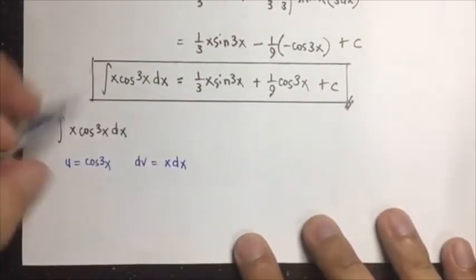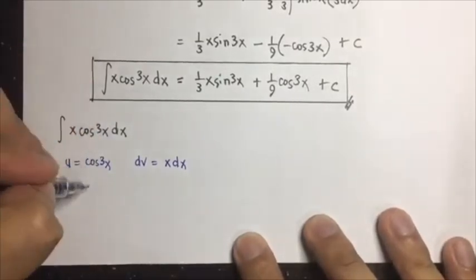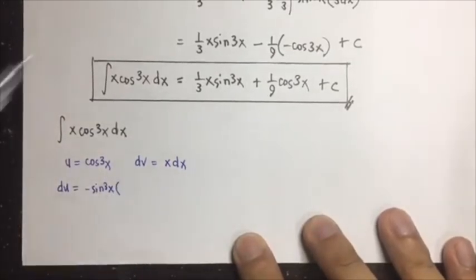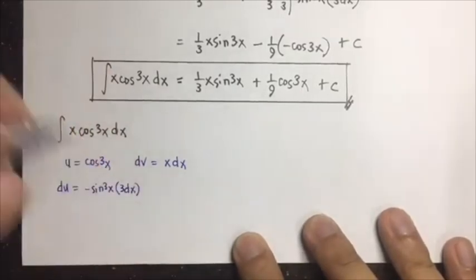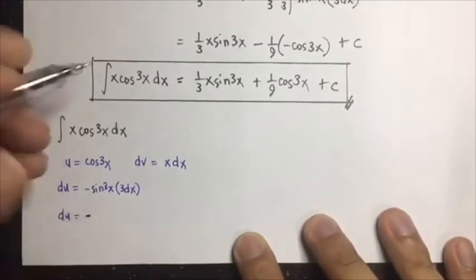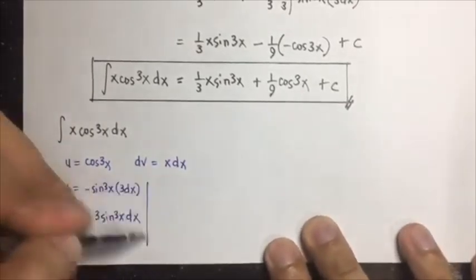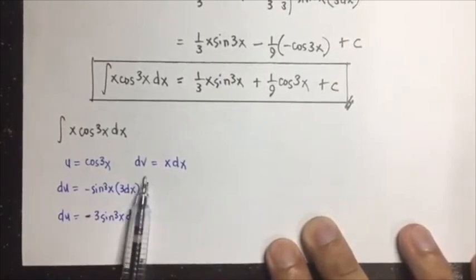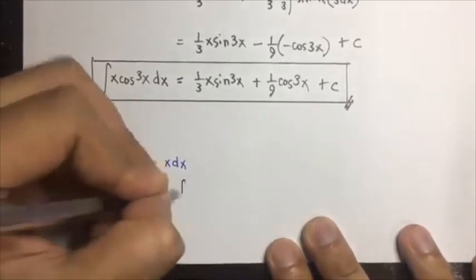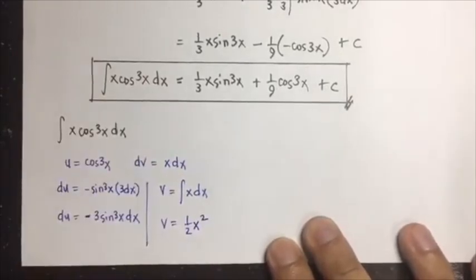Okay, so obviously we'll need our du. So our du is the differential of cosine 3x. The differential of cosine is negative sine 3x times the differential of 3x, so 3 dx. So our du would be negative 3 sine 3x dx. On the other hand, our dv is x dx. Therefore our v would be the integral of x dx, so our v would be 1/2 x squared using the power formula.